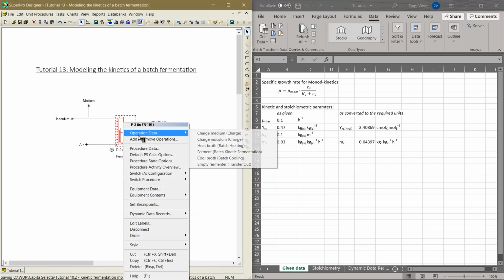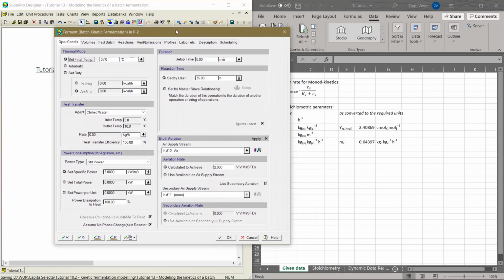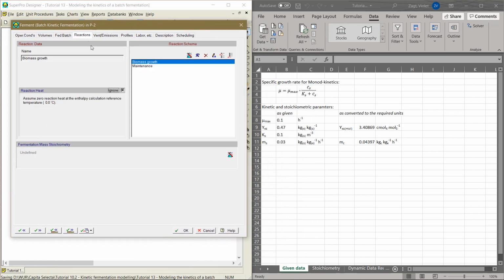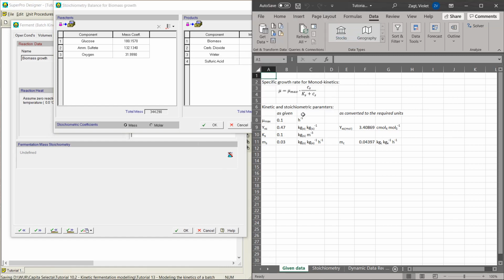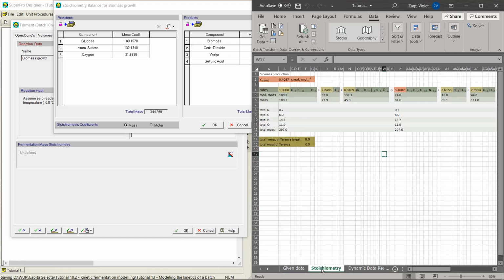Before we can define the fermentation kinetics, we need to register the reactions that occur. Two reactions take place in the fermenter: biomass growth and maintenance. During biomass growth, the sources of carbon, nitrogen, and electrons are converted into biomass and waste products. The stoichiometric coefficients of this reaction are not given in the assignment. You can calculate them in whatever way works best for you.